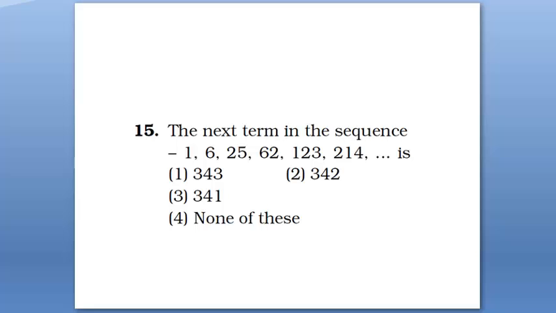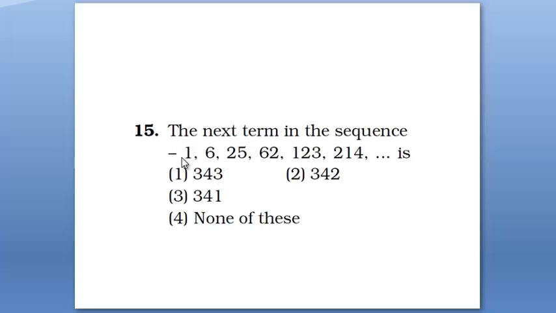The next term in the sequence: minus 1, 6, 25, 62, 123, 214. If you look at this sequence, you can see that the numbers are increasing very rapidly, so that gives you a clue as to how to solve it. Usually this will probably be involving a cube or a square number. So maybe, because there's a minus 1, we can assume that a minus operation is involved. So let's see. Okay, so let's try with cube.